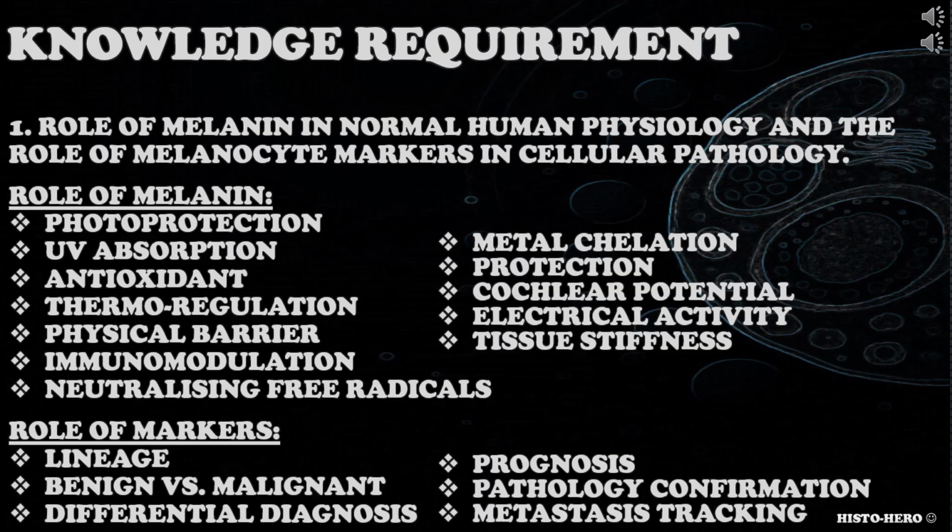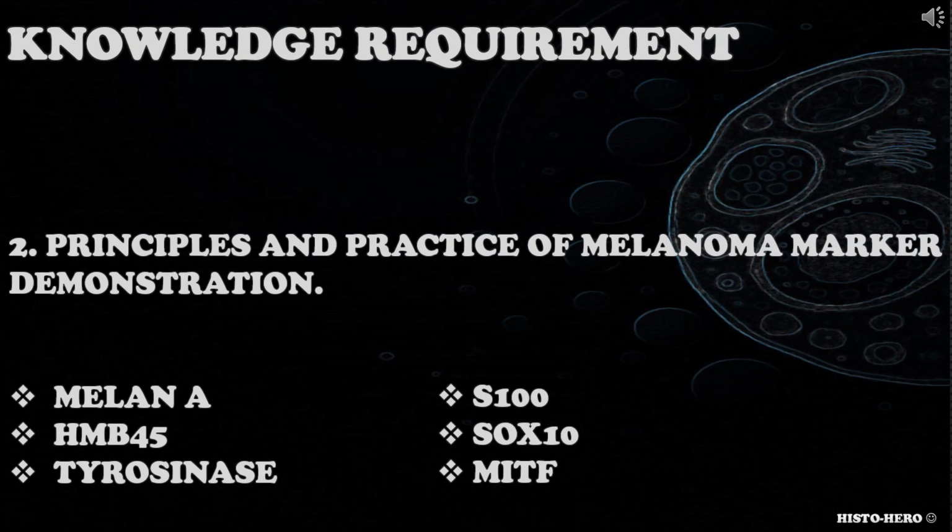What role do melanocyte markers play in cellular pathology? Consider melanocytic lineage, distinguishing benign from malignant tumors, detecting metastatic melanoma, prognosis, differential diagnosis, pathology confirmation or metastasis tracking. The second knowledge requirement is for you to know the principles and practice of melanoma marker demonstration. How are melanocyte markers demonstrated? Consider the stains highlighted in the indicative repertoire and stains used in your department, their principles and practice.